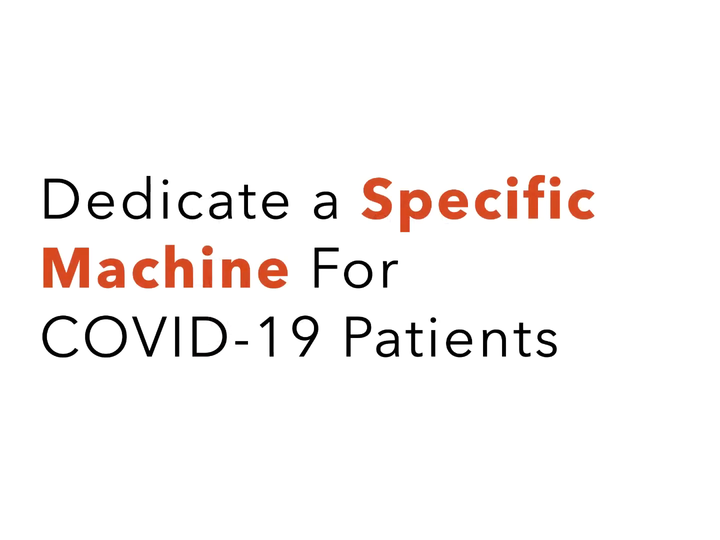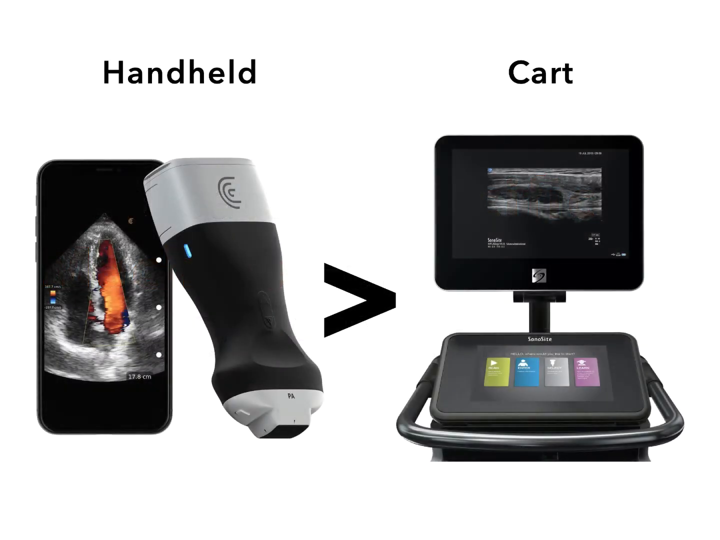If your department has the ability, think about designating a machine or machines as COVID-specific. Handheld devices should preferentially be used over a cart-based machine, as handhelds can be completely encased in a cover, are easier to clean, and don't have a cooling fan.